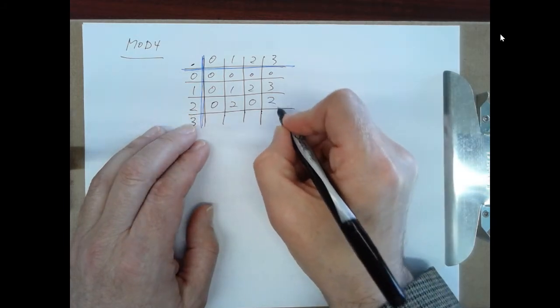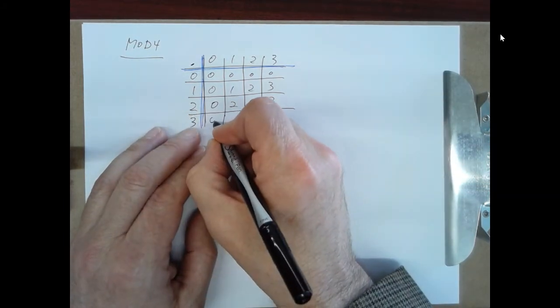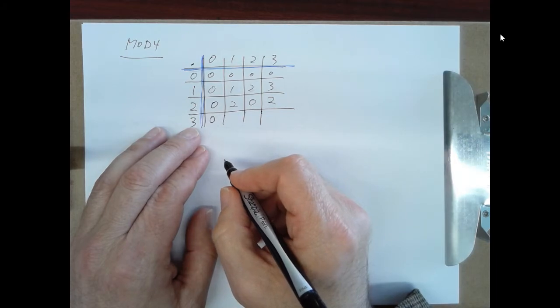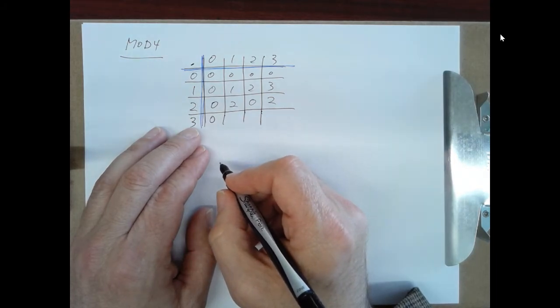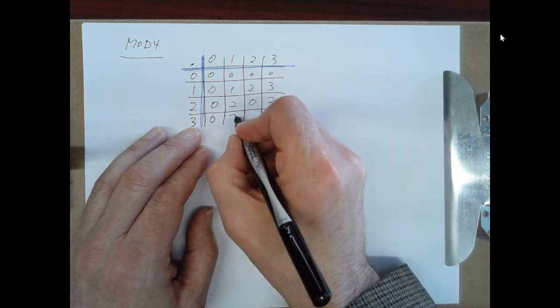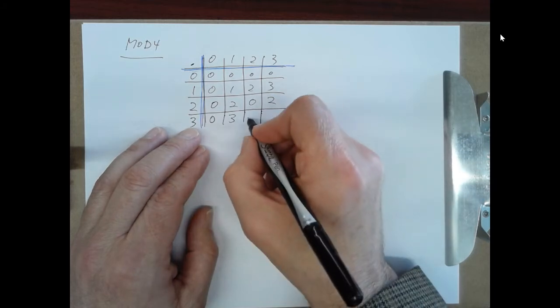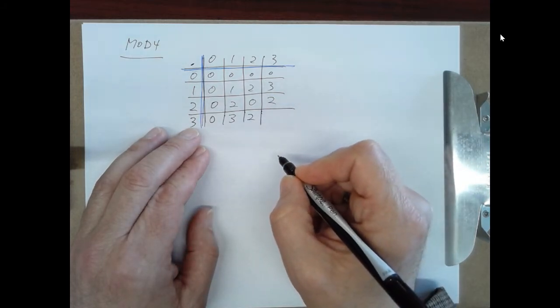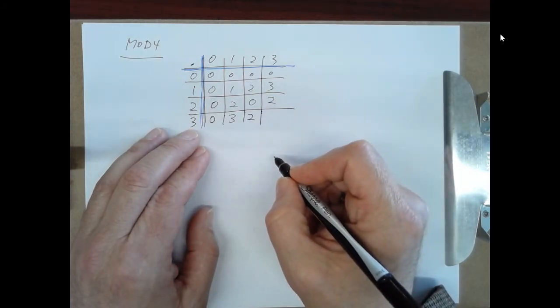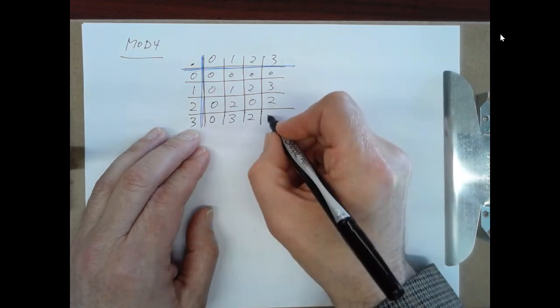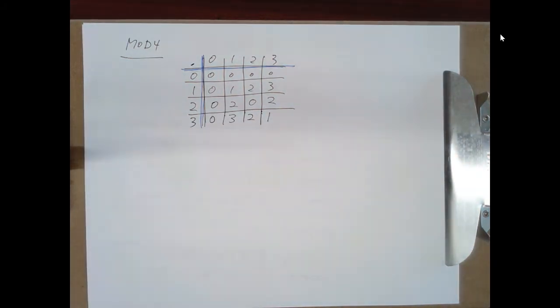2. All right, 3 times 0 is 0. 3 times 1? 3. 3 times 2, 6, which is 2. And 3 times 3? 1. Yeah, 9, which is 1 more than 8. So there's a multiplication table, mod 4.